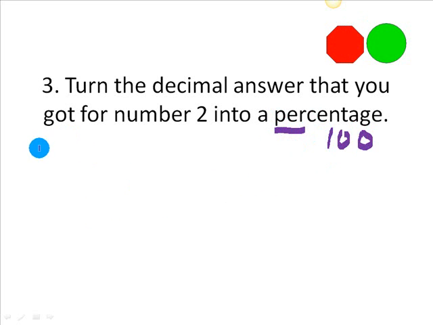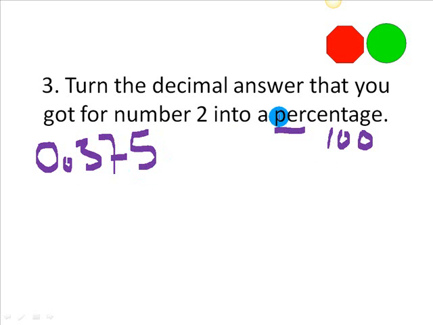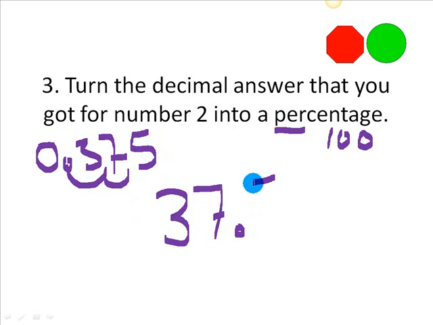All right, let's see how you did. The answer that you got was 0.375 in number 2, and all you have to do is shift the decimal 2 places to the right. So this becomes 1, that's the tens place, and that's the hundreds place. So the answer is 37.5%.